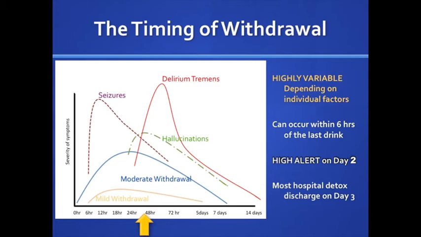What is important is knowing the time of the last drink, because 24 to 48 hours seems to be a peak time for withdrawal. But, as the graph illustrates, it's impossible to predict the actual onset or severity of withdrawal. Therefore, nurses need to stay alert for any acute changes in patient condition from the moment of admission until discharge.